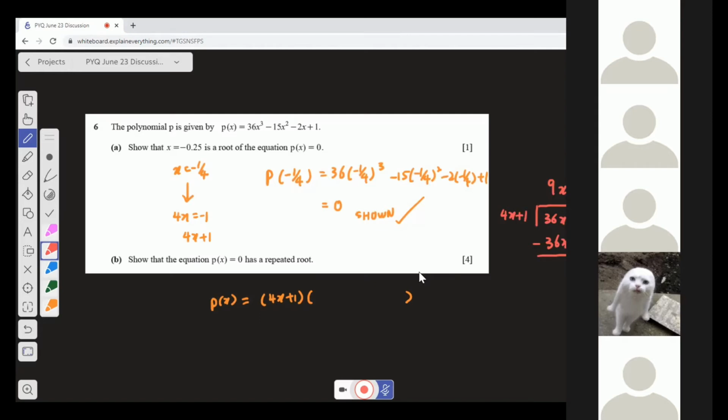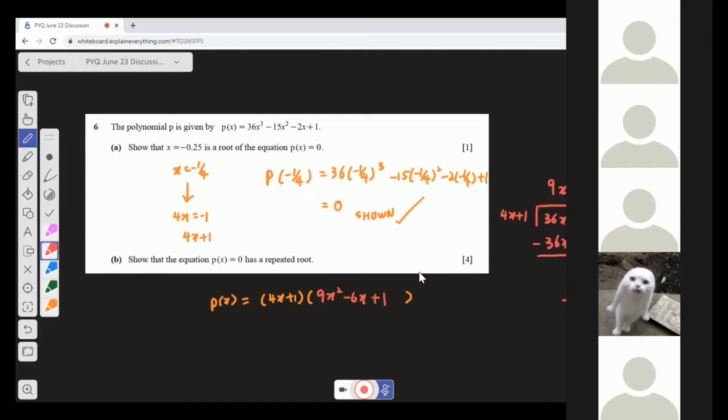In order to get negative 24, I need to times negative 6x again. So I get negative 24x squared minus 6x. Minus them, so gone. Minus 2 minus 6, you get 4x plus 1. At the end, plus 1 at the last part. So that's the answer of the quotient.